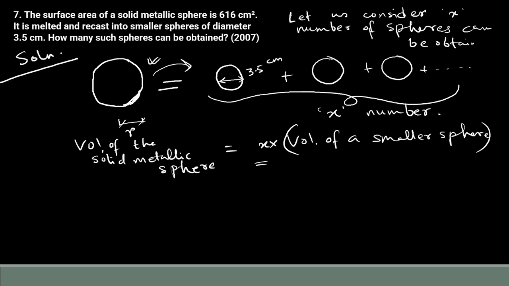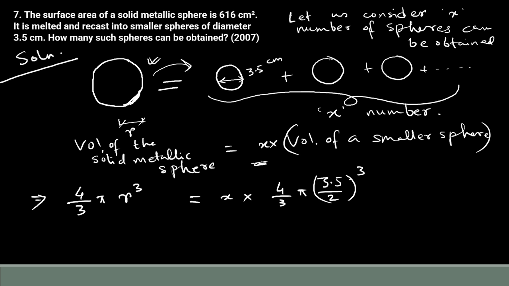Once you assume it and understand the crux of the problem, how it can be framed, then it is a piece of cake. You just have to solve this equation. The volume of the solid metallic sphere is what? 4 third pi r cube. What is r? You don't know r, you need to find r cube. And here, with x, what is the volume of the smaller sphere? 4 third pi, and r is 3.5 divided by 2, right?